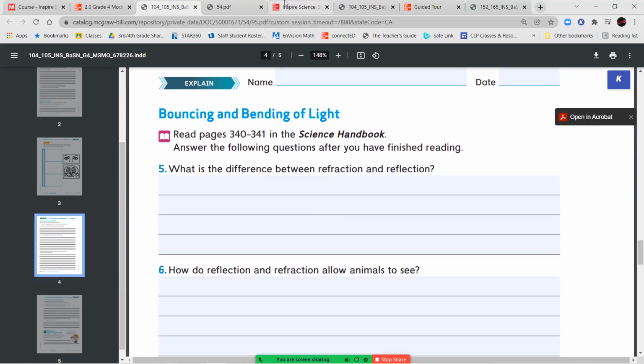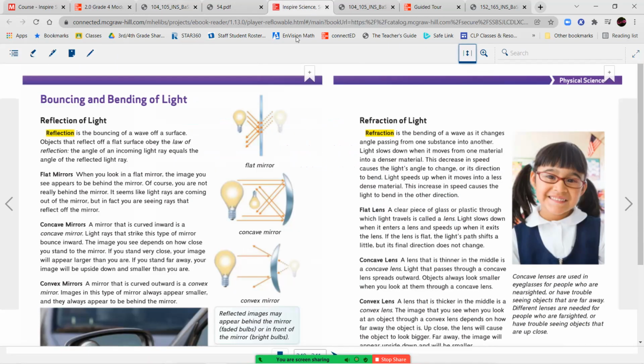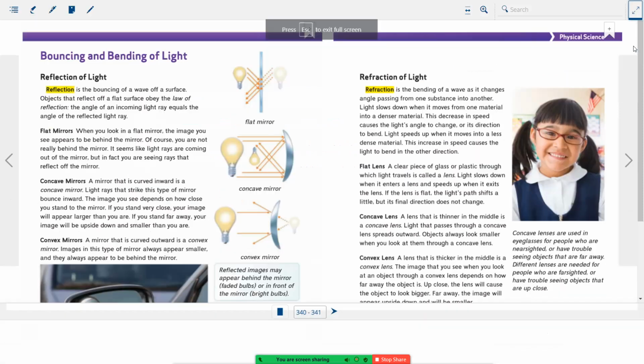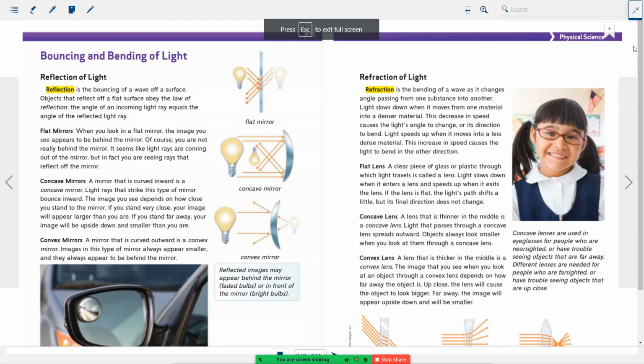All right, so let's go ahead and pull up our science handbook. The bouncing and bending of light. Reflection is the bouncing of a wave off of a surface. Objects that reflect off of a flat surface obey the laws of reflection. The angle of an incoming light ray equals the angle of the reflected ray. Flat mirrors. When you look at a flat mirror, the image you see appears to be behind the mirror.